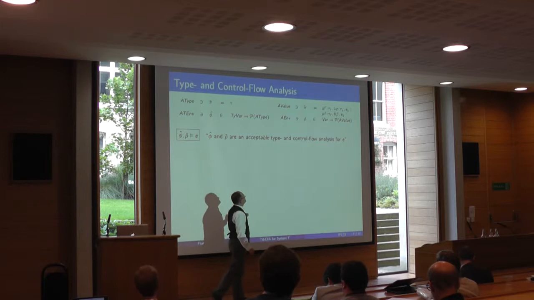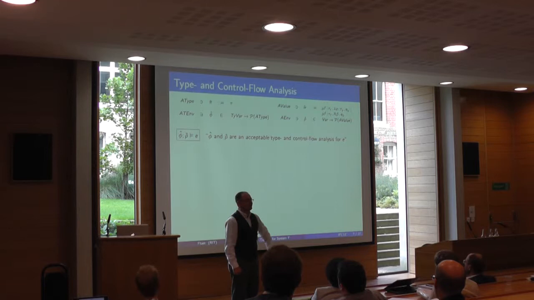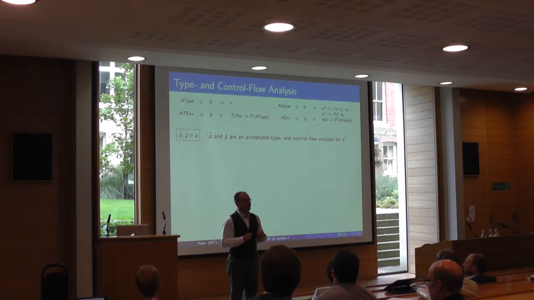So we're thinking of this as a specification, right? When I show you these judgments, these inference rules, think of this in a sort of guess and check mode. I guess a pair of abstract environments that I think are good for this program. These rules will let you check whether or not they were good. We'll talk later about how to turn that into an algorithm.